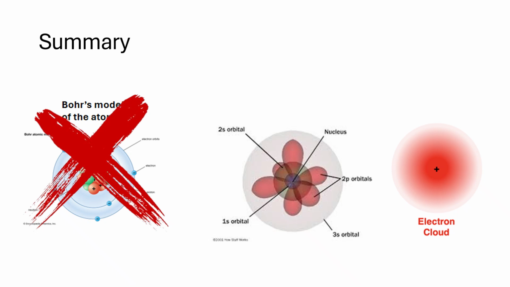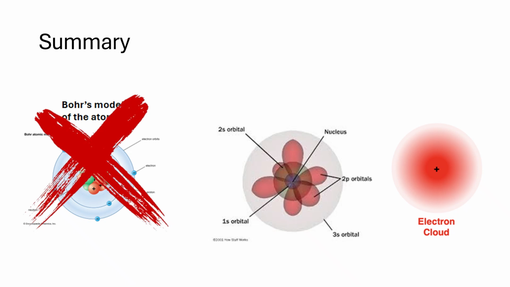To wrap up, we've seen how the simple picture of electrons orbiting like planets in Bohr's model wasn't enough to explain real experimental evidence like hydrogen's emission spectra. That mismatch pushed scientists towards a new understanding of the atom, one where electrons behave like waves and are described by probability instead of fixed paths. This led us to the Schrödinger model, and from that, the idea of atomic orbitals.